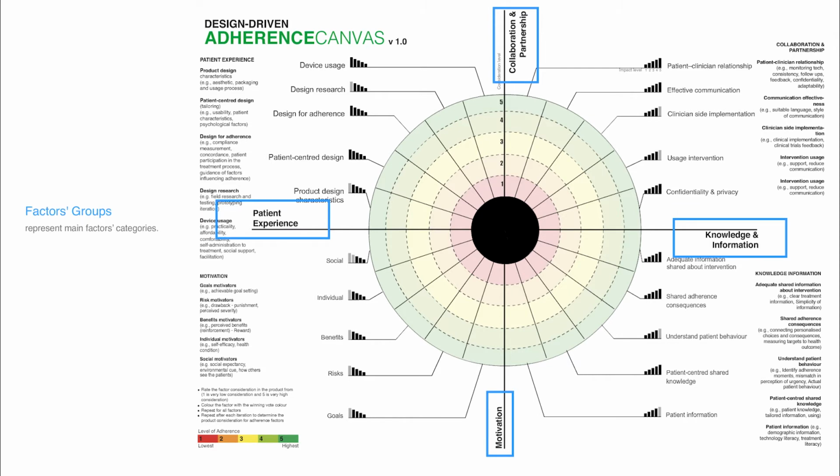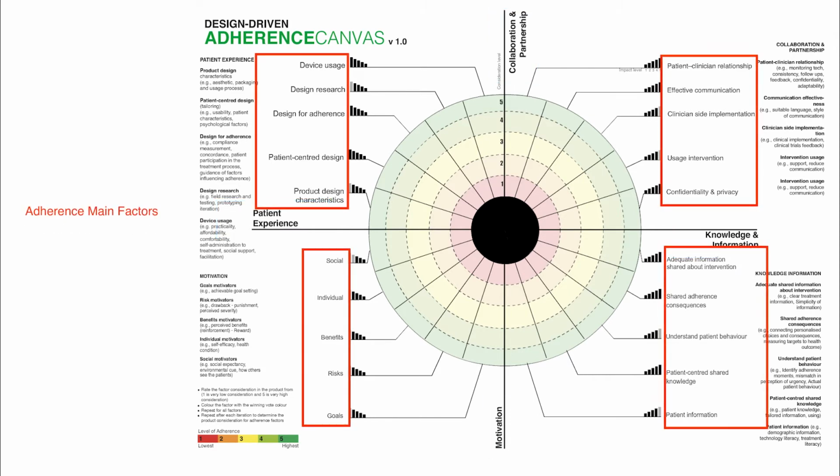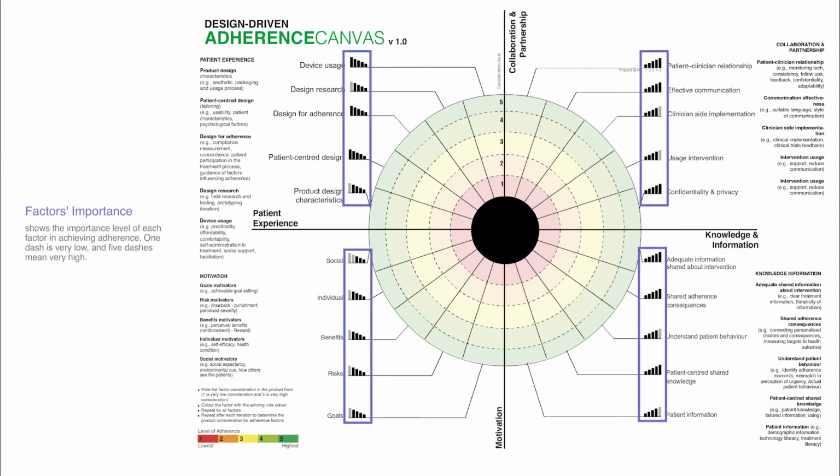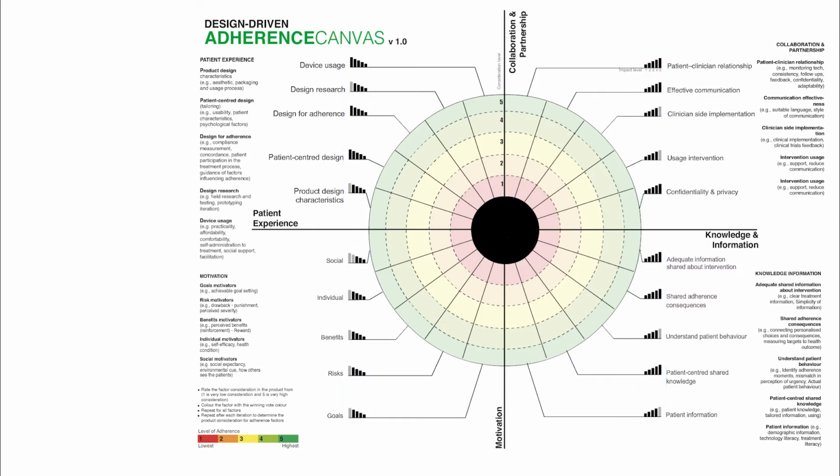Factors groups represents main factors categories. Adherence main factors. Factors importance shows the importance level of each factor in achieving adherence. 1 dash is very low and 5 dashes means very high.